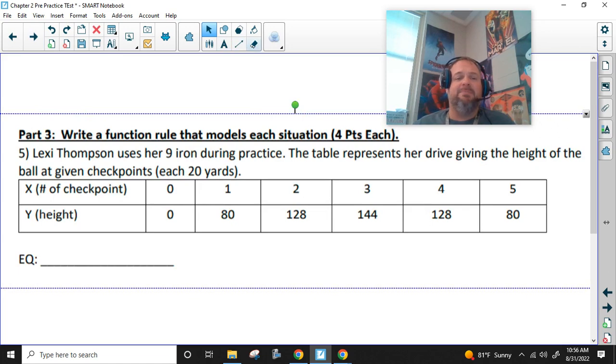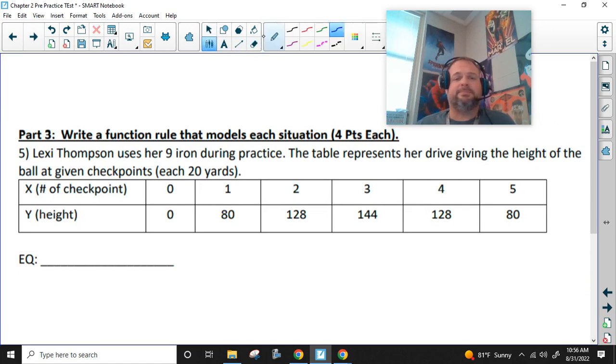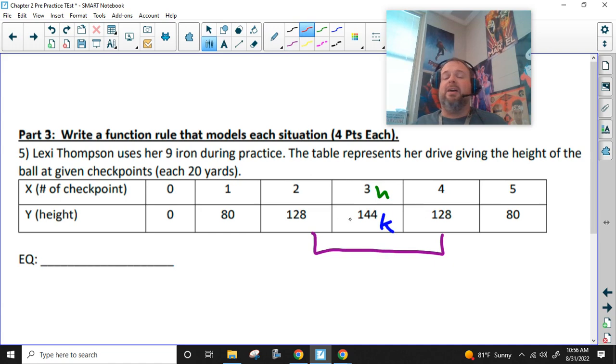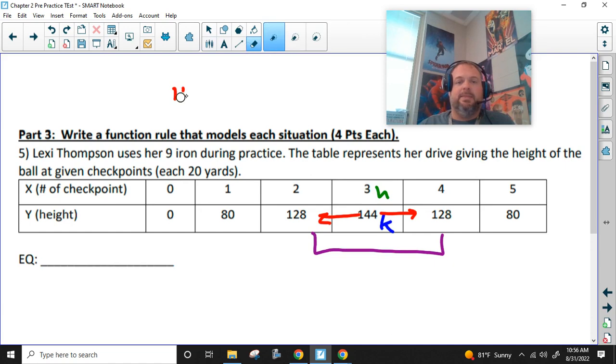Now, math modeling. All right. Remember, we go to where the y's repeat. This value right here is our h. This is our k. Now, it doesn't matter if we go this way or that way. Either way, we're going from 144 to 128. Yes. So I went down 16. So that's my A value.